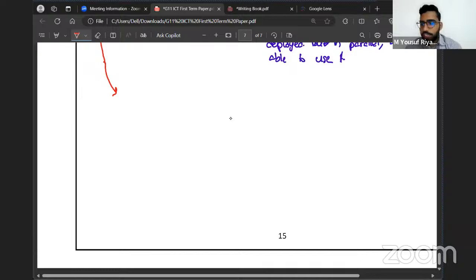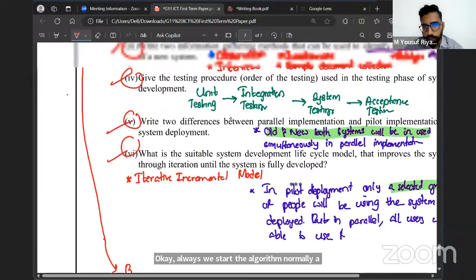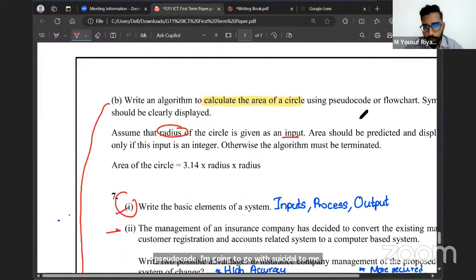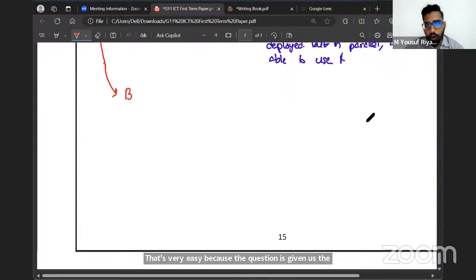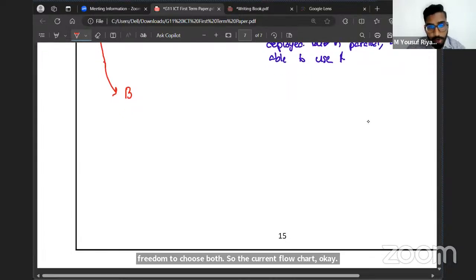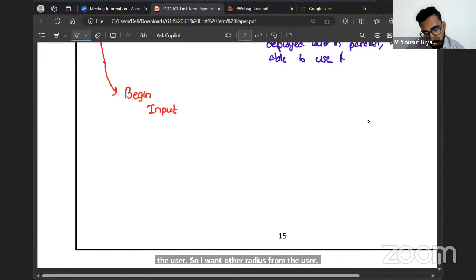Okay. Always we start the algorithm normally with pseudocode. I'm going to go with pseudocode because that's very easy, and the question has given us the freedom to choose both pseudocode and flowchart. Always we start pseudocode with begin. So I'm going to write here begin. The question says that we have to get the user input from the user. So I'm going to get the radius from the user. So I'm going to mention here the first instruction as input radius.